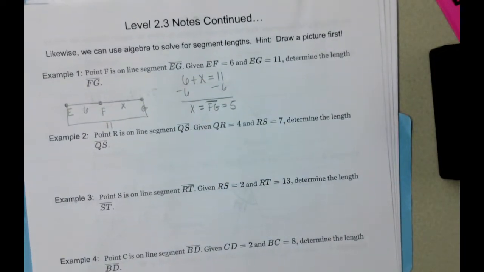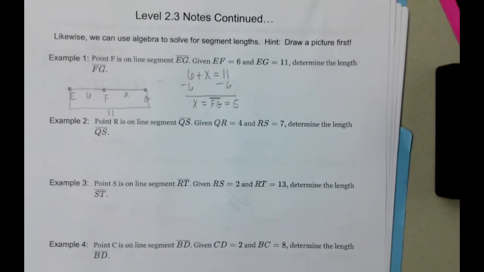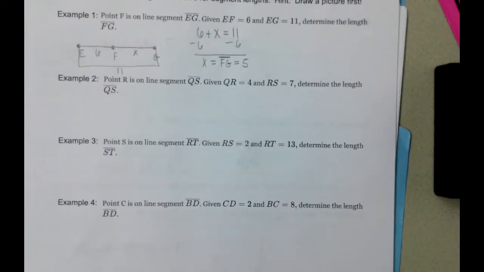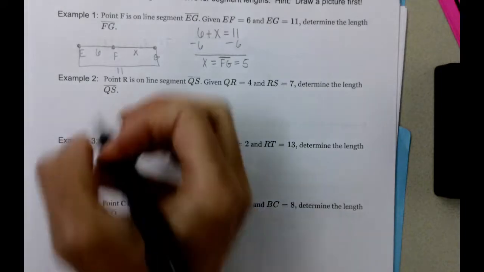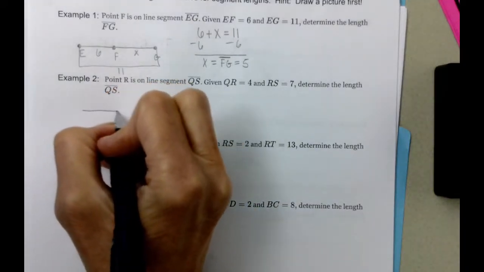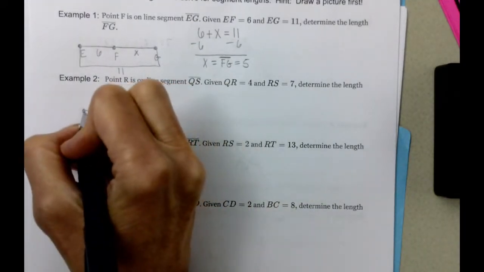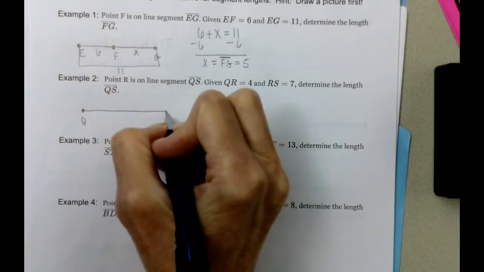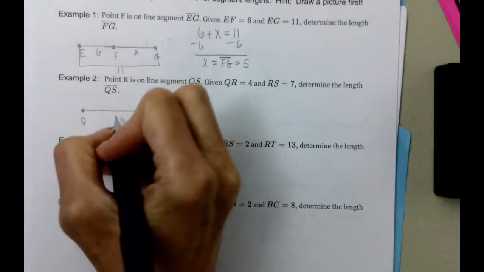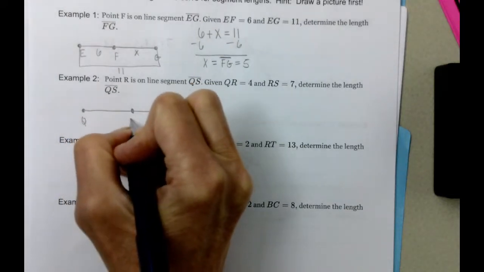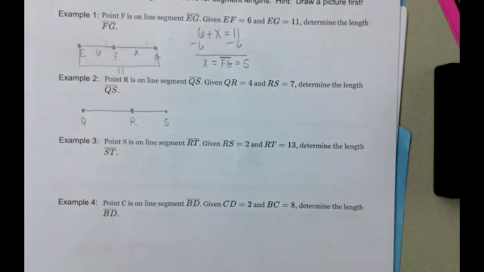Again, draw the picture. That's going to make the difference here. Example 2. Point R is on line segment QS. So we'll start with our line segment QS. And then point R is on there. It doesn't matter where we draw it. We just need a point R in there, and I'm trying not to draw them in the middle, although I tend to draw them in the middle.